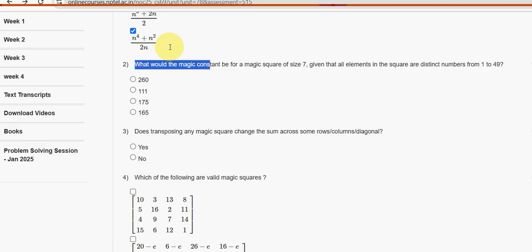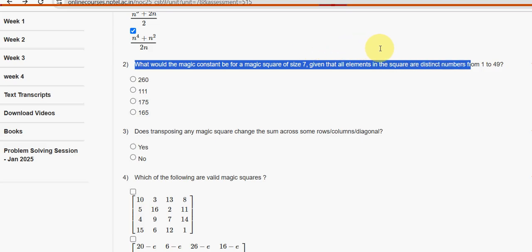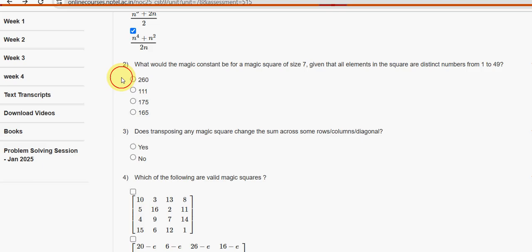What would the magic constant be for a magic square of size 7, given that all elements in the square are distinct numbers from 1 to 49? For the second question, the third option, 175, is the probable solution guys. So mark the third option as the probable solution for the second question.